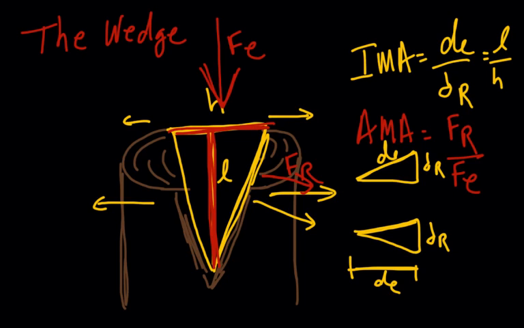So we could still figure out the actual mechanical advantage if those forces were given, and then we could figure out an efficiency by taking the actual mechanical advantage over the ideal mechanical advantage times 100. We'd still be able to figure out an efficiency of the wedge. That's the wedge.